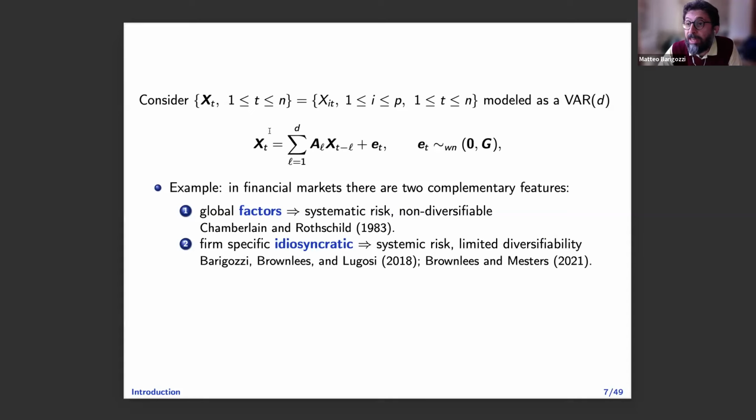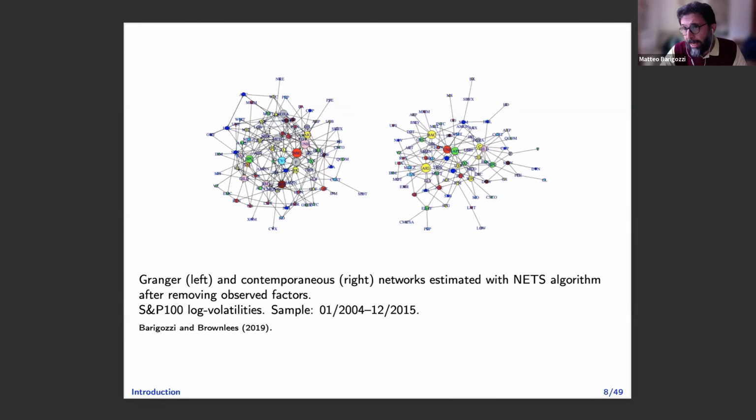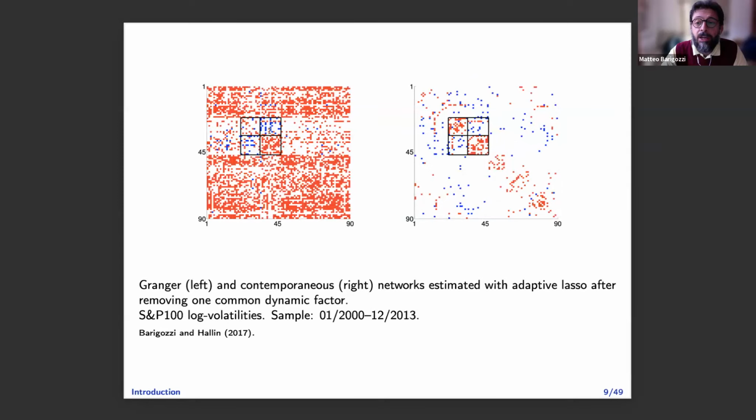If you just take an average of the stock returns, you get the stock market index, which moves strongly with all of them. But there are obviously firm-specific, idiosyncratic components which are important. There are studies about them. To study them, you usually study the conditional dependencies, so A of L and the inverse of G. This is what we were getting with Christian, where we're controlling for observed factors on a panel of log volatilities. This is what I found with Mark on a similar data set, estimating adaptive lasso after removing a common factor.